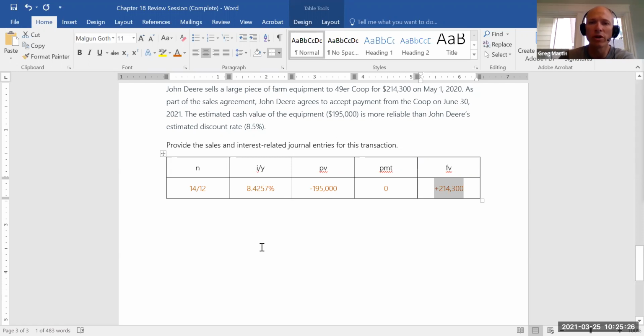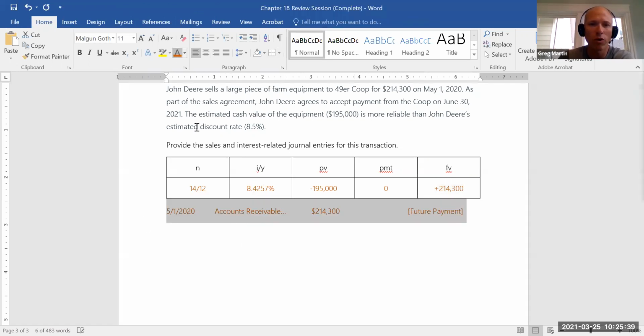So now we have the information we need. We could do a full amortization table, but there's really no need to do one here. There's nothing wrong with doing one. It's just we don't have to. So I didn't when I solved it. So let's walk through this.